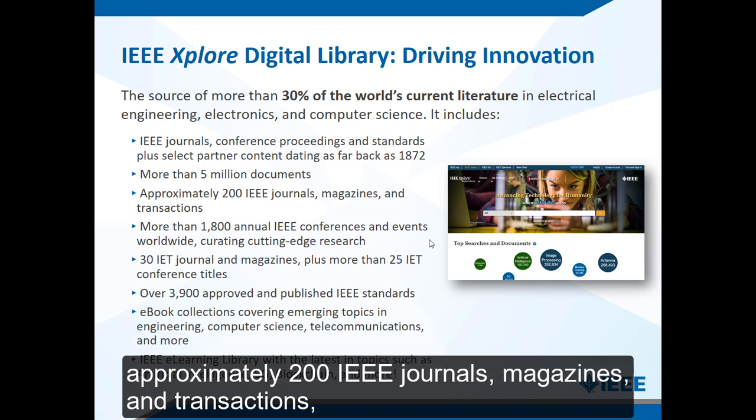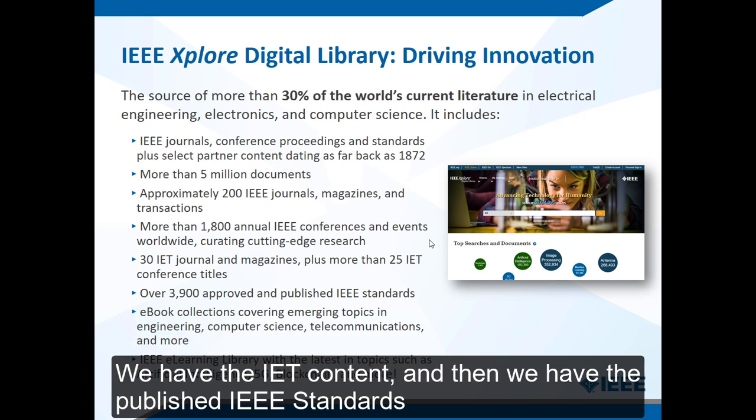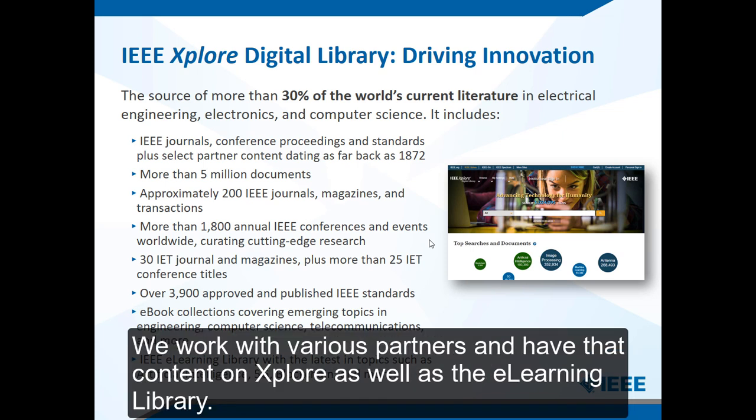We have approximately 200 IEEE journals, magazines, and transactions. There's more than 1,800 annual IEEE conferences held around the world every year, and all of that content goes into Xplore. We have the IET content, and then we have the published IEEE standards that are included in that as well. Besides that, we have the e-book collection that we work with various partners and have that content on Xplore, as well as the e-learning library.